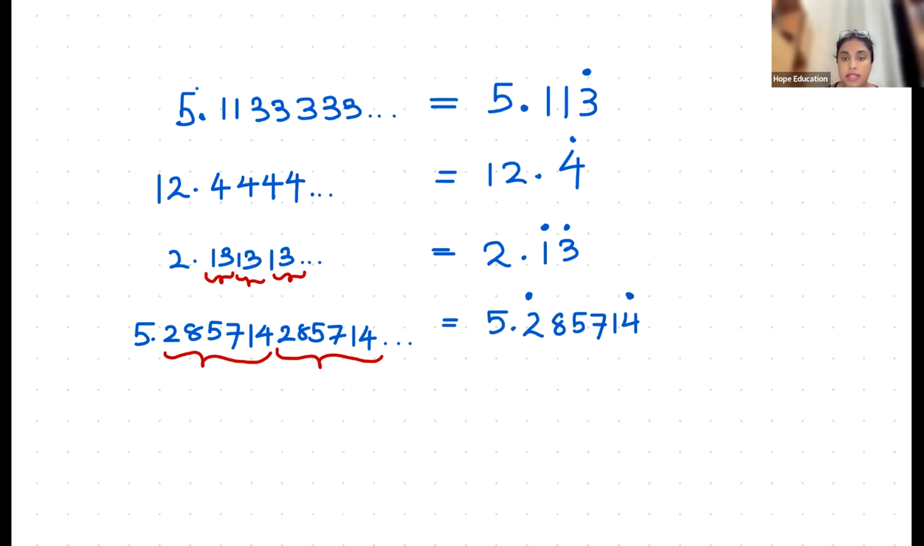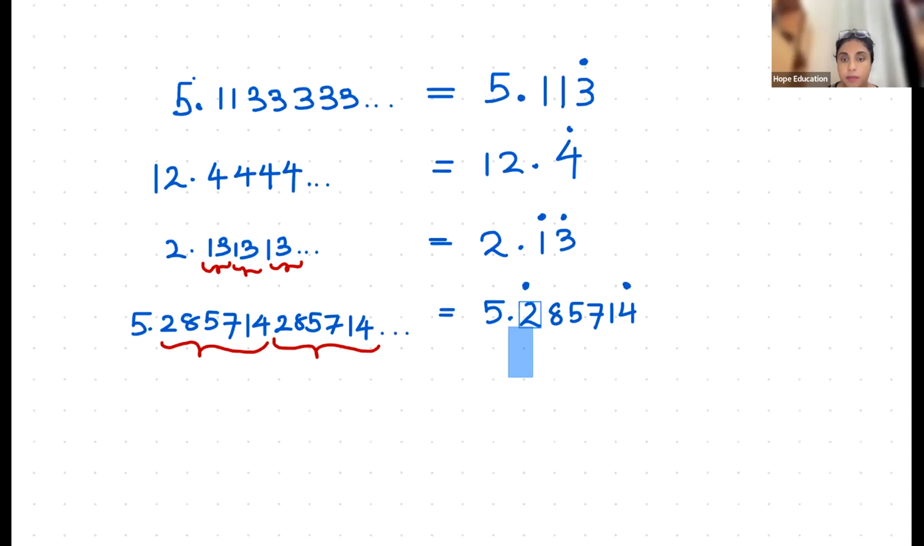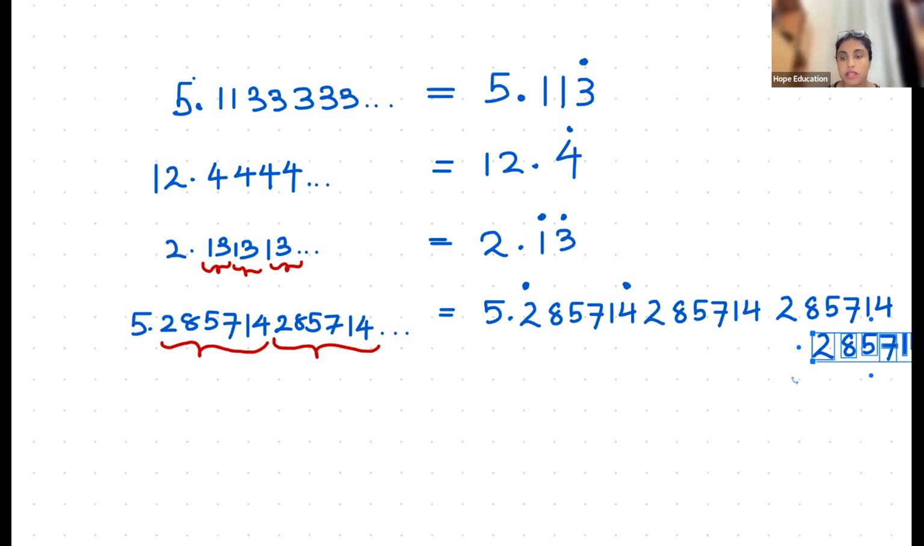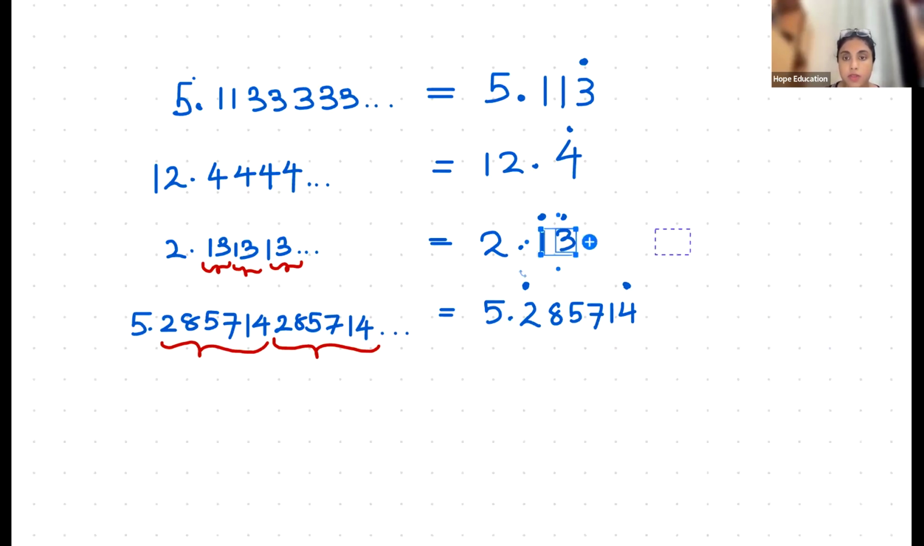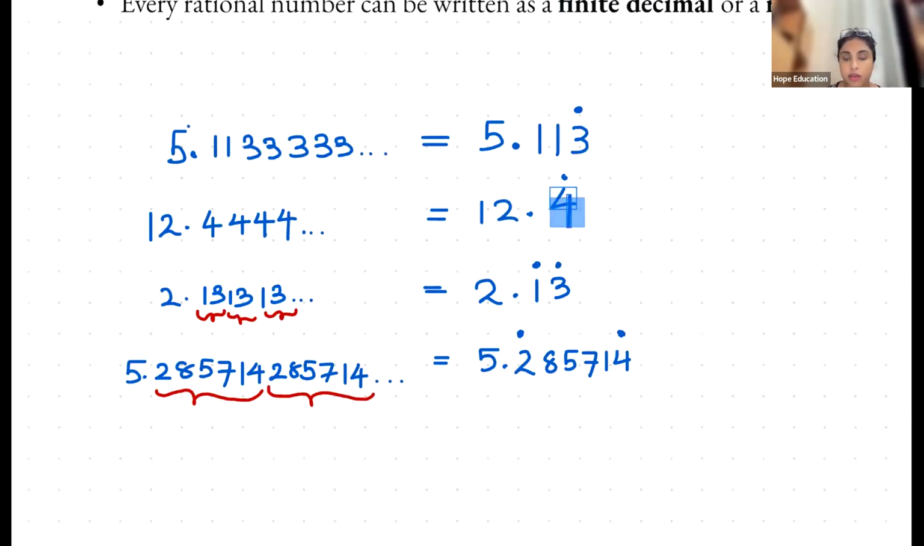So here, what that means is that this particular repeating unit, 285714, will keep on repeating. That's what it means. Here the dot is above 1 and above 3. That means that the 1 3 part keeps on repeating. Here the dot is only above 4. That means 4 keeps on repeating. Here the dot is only above 3. That means 3 keeps on repeating.